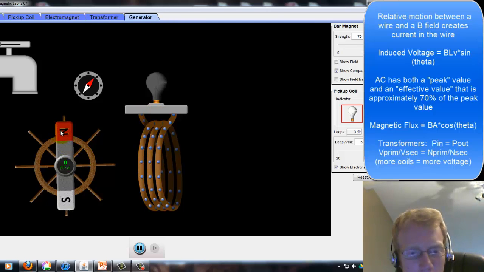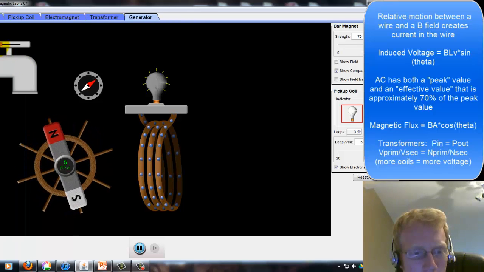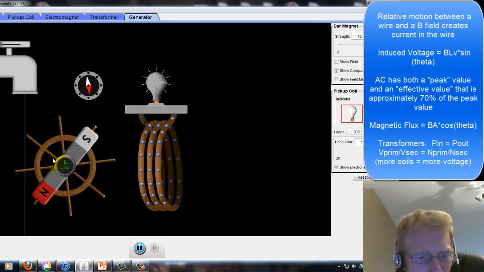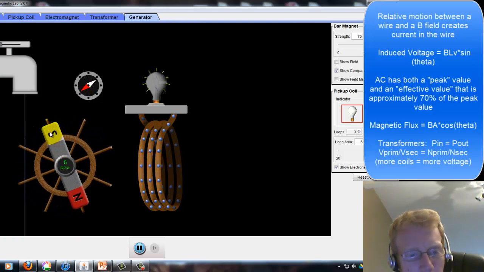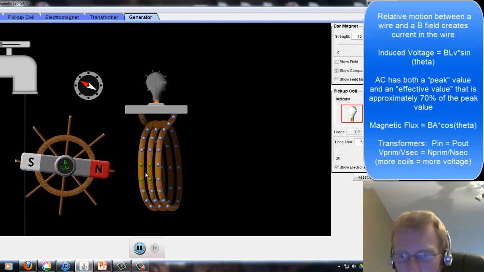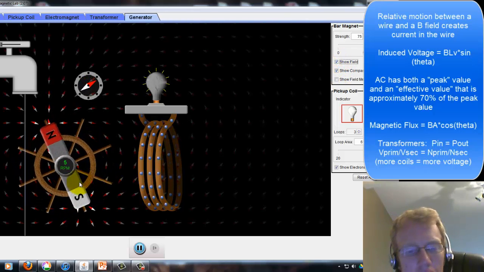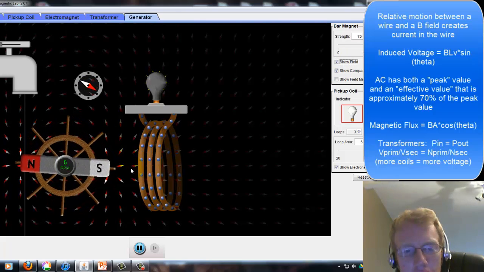But if I can somehow either move this closer or farther, or change this or rotate this in some way, the magnetic field that's created over here will change, which will cause current to flow. So if I turn some water on out of this spigot, it's turning this like a paddle wheel. Because this is turning, it's creating a magnetic field. Let's show the magnetic field. The magnetic field is continuously changing direction.